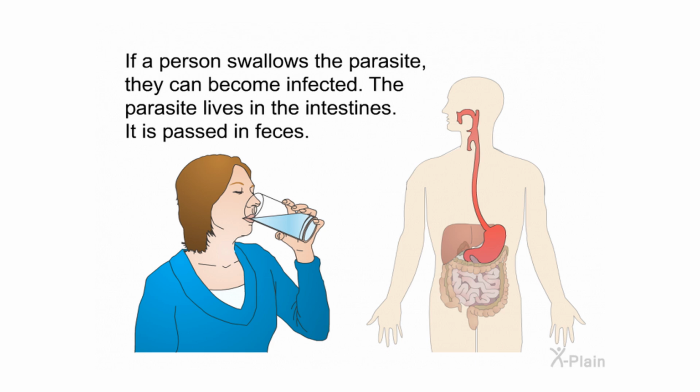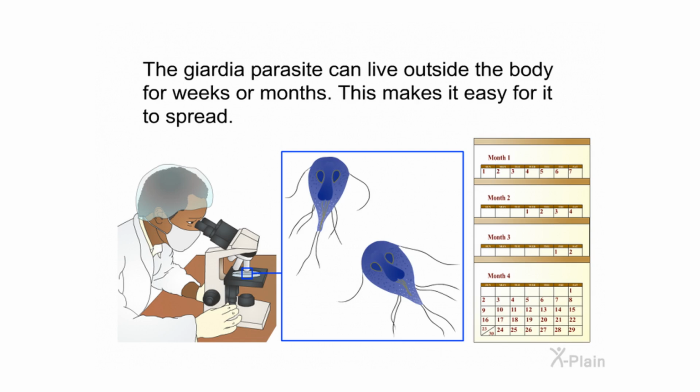If a person swallows the parasite, they can become infected. The parasite lives in the intestines. It is passed in feces. The Giardia parasite can live outside the body for weeks or months. This makes it easy for it to spread.